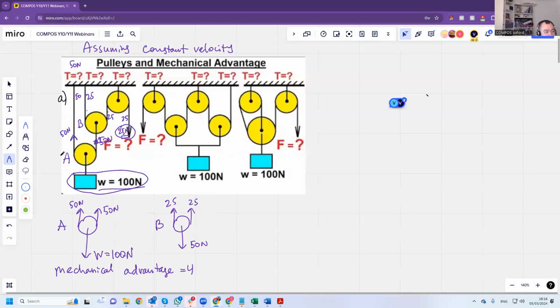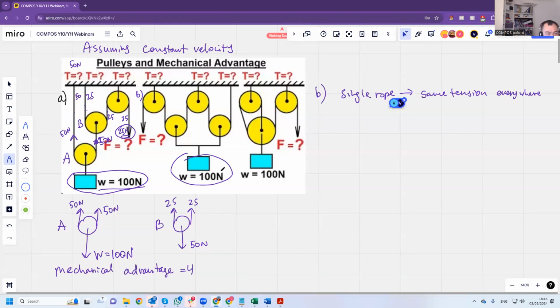Now, for the next one, for question B, it's a single rope. That means same tension. Same tension everywhere. Okay. Now, this is 100 newtons.